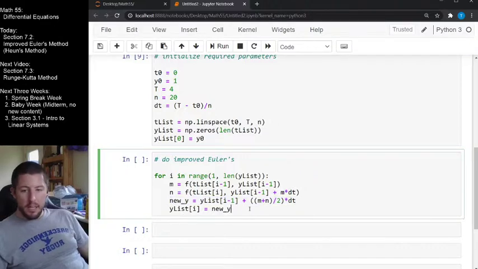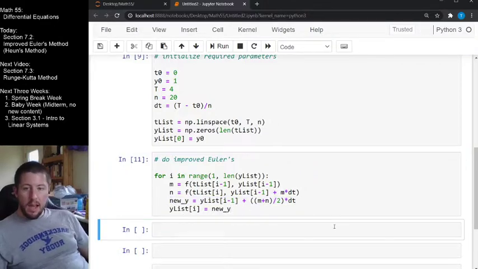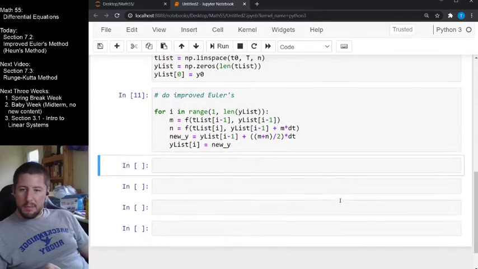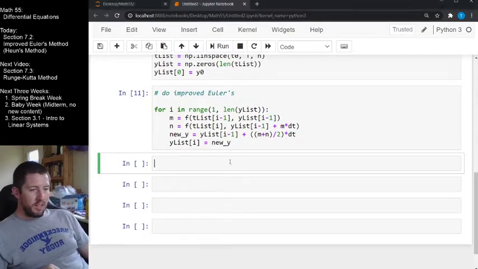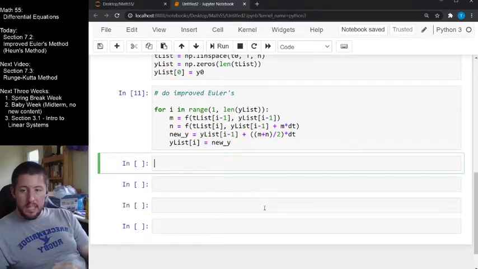All right, and we've stuck it into the y list. So let's go ahead and run this. I am happy I'm getting no errors. I'm guessing some of you out there are sure you're going to look back and clean this thing up. Let's look and see if this worked.